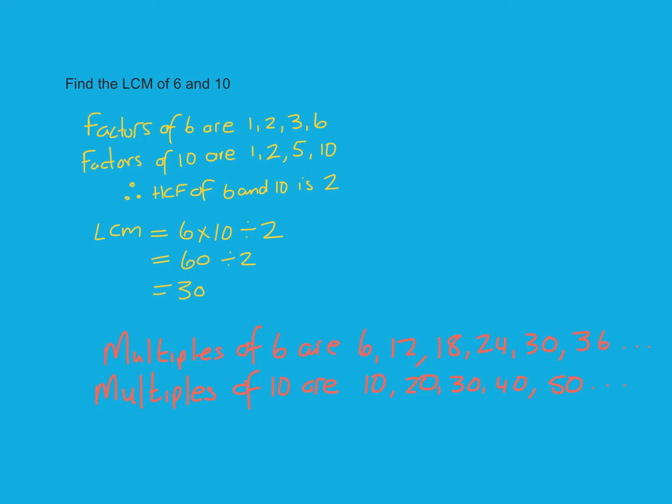So just to prove to you that it is in fact 30, I've done the multiples of 6, which are 6, 12, 18, 24, 30 and 36, and also done the multiples of 10, and obviously we can see there's 30 there, there's 30 there. That is the lowest common multiple. So there you go, shortcut, and that is lowest common multiple and highest common factors.